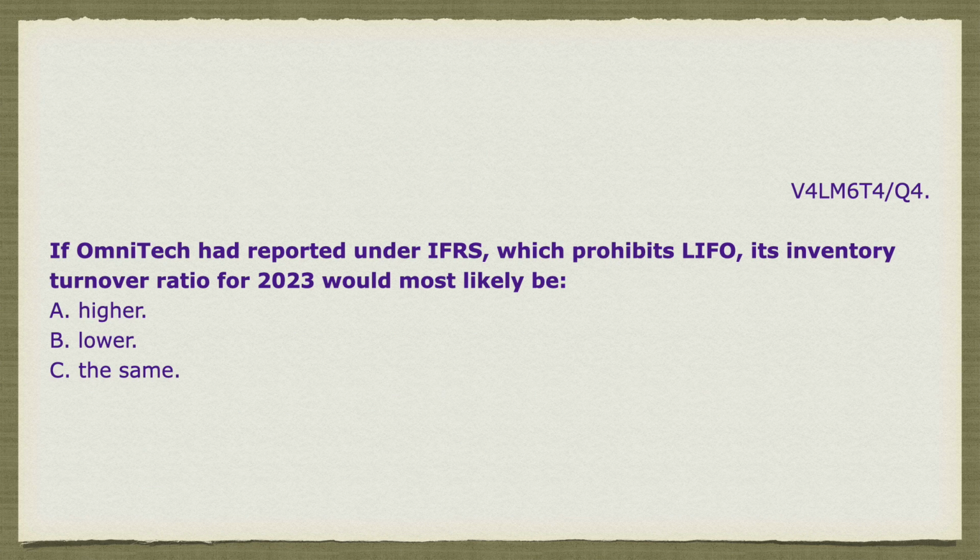If Omnitech had reported under IFRS, which prohibits LIFO, its inventory turnover ratio for 2023 would most likely be: A. higher, B. lower, C. the same.